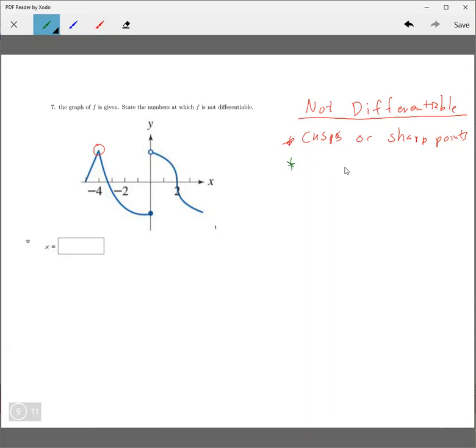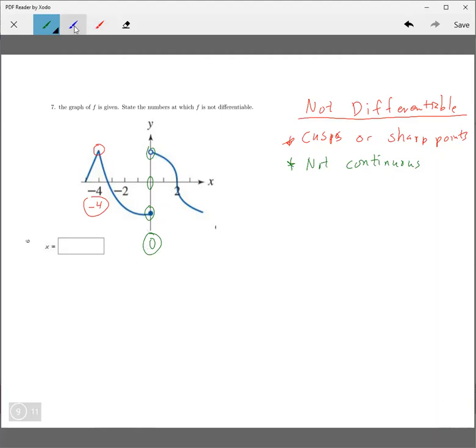Another case where it's not differentiable would be where it's not continuous. If the function is not continuous, then it's not differentiable. And this is the case right here. As you're coming in from the left, you get a different limit than coming in from the right. So it's not continuous. It can't be differentiable if that's the case. Okay, so that would be 0. And you're interested in where this happens. So -4 and 0 is where this happens. It's not the y value, it's the x value.